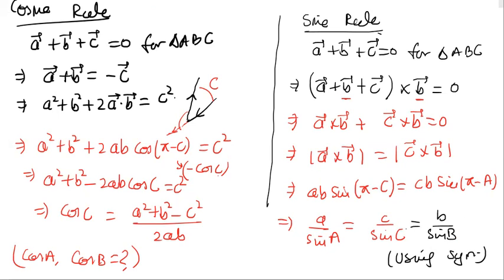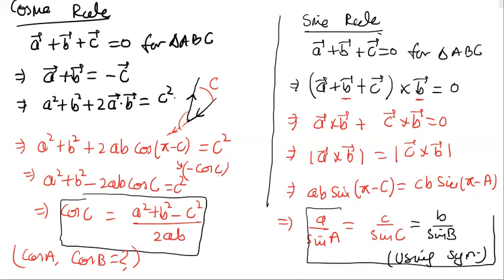So this is the sine rule and this is the cosine rule, and these two rules are very important in trigonometry. So you just memorize them. These rules are very important, basically the sine rule and the cosine rule for cos c, and separately for cos a and cos b. Okay, thank you.